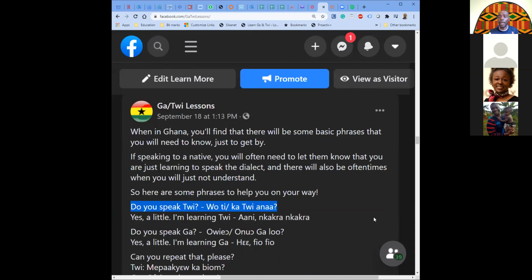Wuti Twi ana? This is where I will need all of you to unmute yourself, because this is going to be an interactive study today. You can unmute yourself unless there is too much noise in your background, then you can stay muted, but you are free to unmute yourself. Okay, wuti Twi ana? That is the first bit.